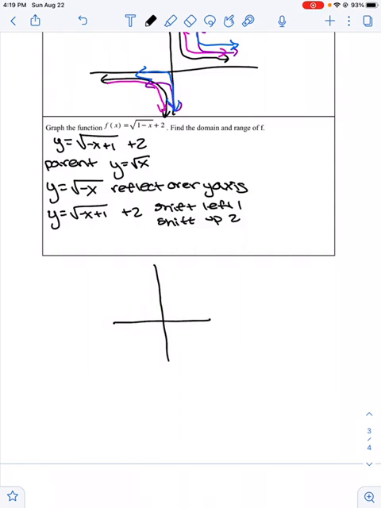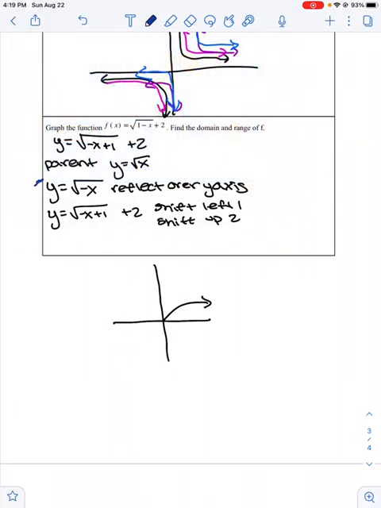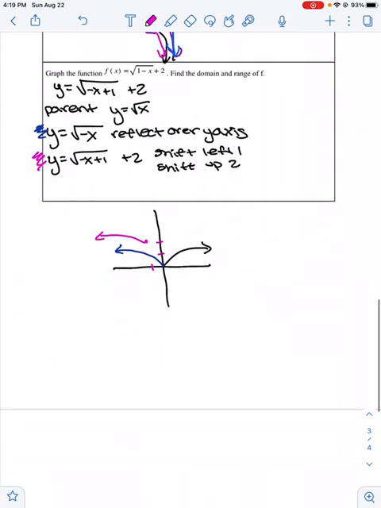So our original square root function looks like this. And we'll reflect it over the y-axis in blue. And then in pink will be our final graph of shifting it left 1 and up 2. So left 1, up 2. And there's our graph. The pink is our final graph.